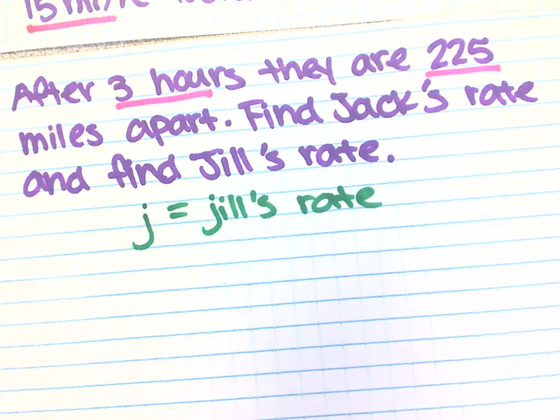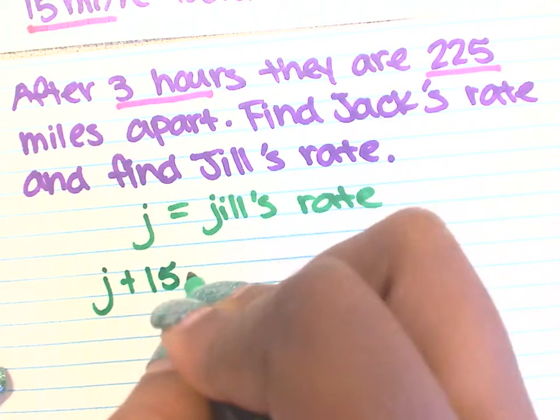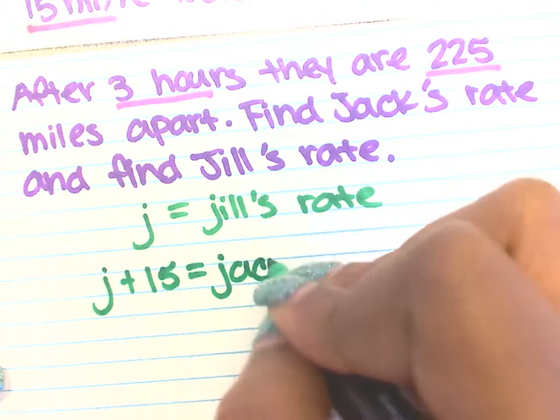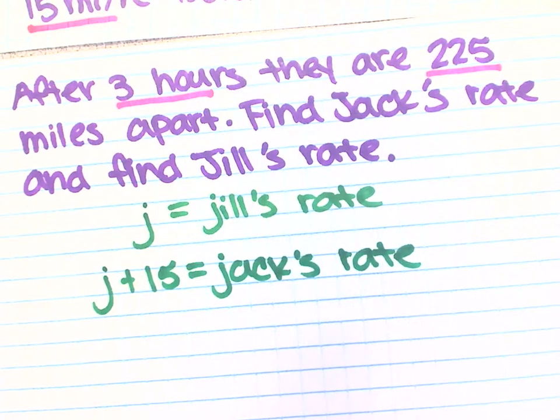Now, does Jack drive at the same rate as Jill? No. How does he drive? He's 15 miles faster. So it's going to be Jill's rate plus what? 15. So Jack is J plus 15. He's 15 miles faster than Jill. So Jill is J, that's the rate she's driving. And Jack is her rate plus 15 more.